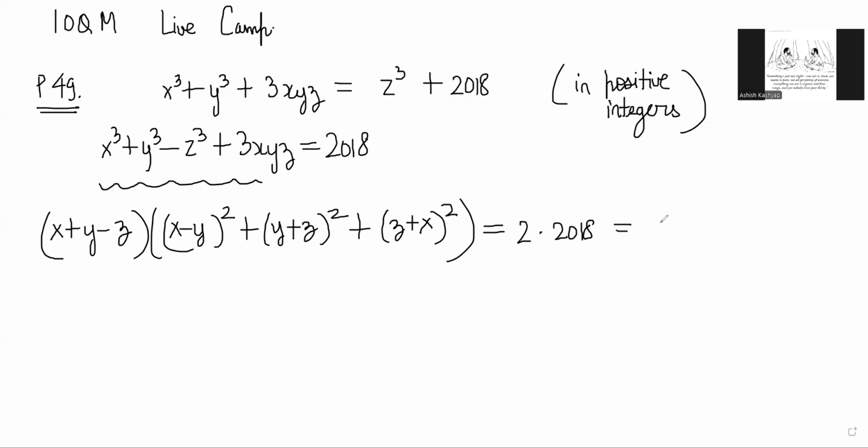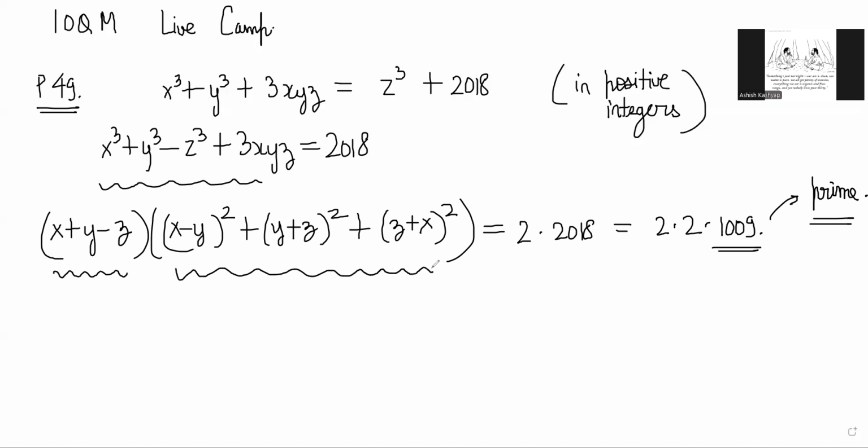So notice that 2018 is 2 times 1009. So this is 2 into 2 into 1009, and 1009 is a prime. You can check that. Basically, it's 2 square into 1009. That's what we are getting, right? And we have to solve this equation in positive integers. Let's focus on these factors. x, y, and z are all greater than 0. They are positive integers.